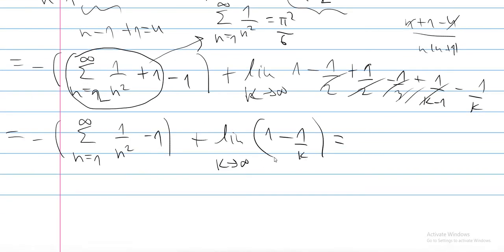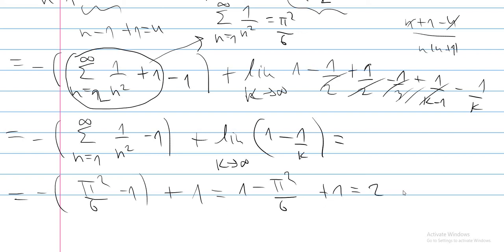And now it is easy to see what will happen. This is pi squared over 6, so we will have minus pi squared over 6 minus 1, plus the limit, which is just 1. So we will have 1 minus pi squared over 6 plus 1, which is just 2 minus pi squared over 6. And this completes the proof.